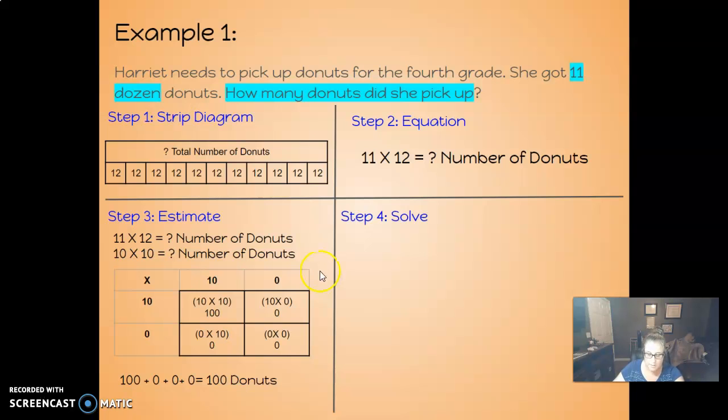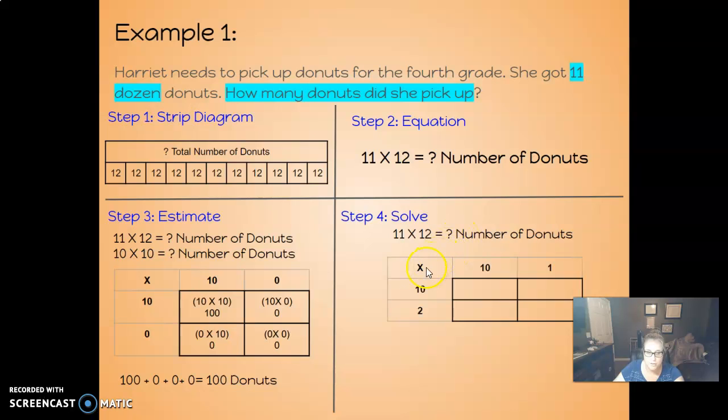Now the next thing I'm going to do is solve. So again, I'm going to use my actual equation of 11 times 12, and it's going to tell me the number of donuts. Again, I'm going to use my partial products method. This time I'm actually going to break the numbers 11 and 12 apart. So 11 is going to be 10 plus 1. I have one group of 10 and 1 one. That gives me my 11. And then I have one group of 10 plus 2 ones that gives me my 12.